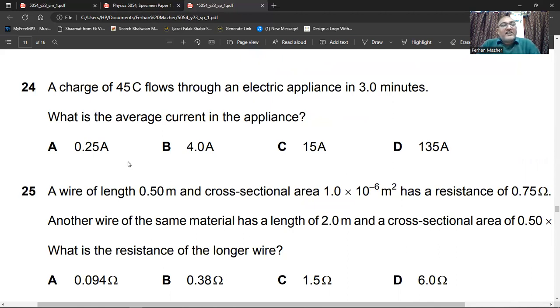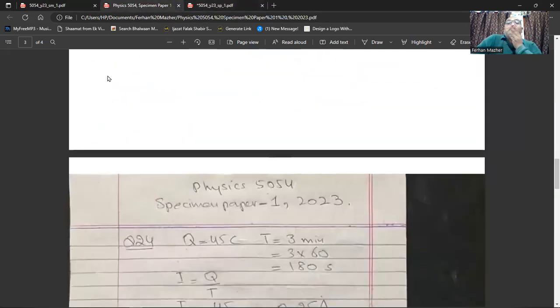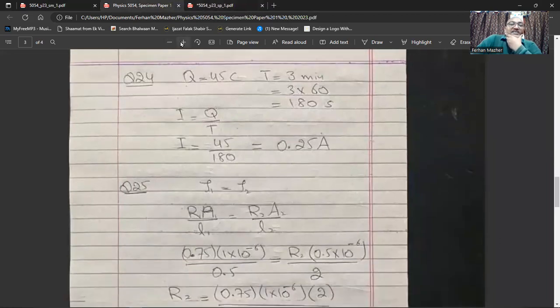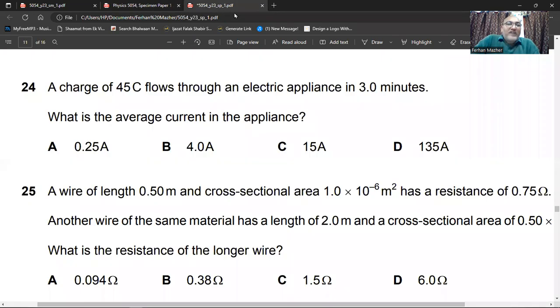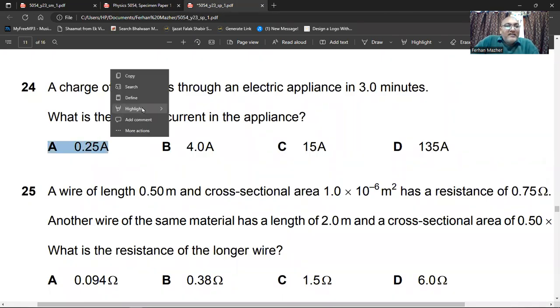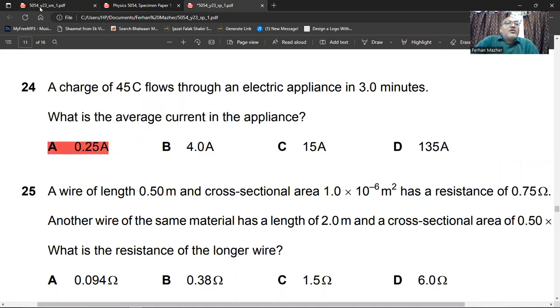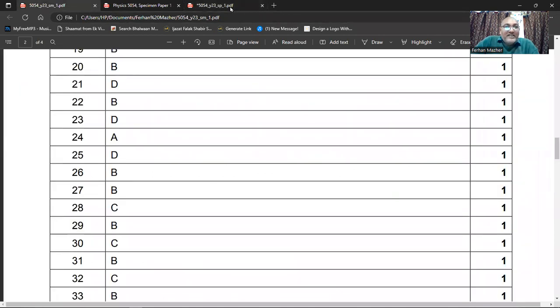So what is the average current? The formula for the current is charge divided by time, and the time is always taken in seconds in this case. The charge is 45 coulomb, and the time is 3 minutes, that is 180 seconds. I equals Q divided by T. So I will be equal to 45 divided by 180, and that will be 0.25 ampere. So we think A is the answer, sir. Question 24, A is the right option? Yes.